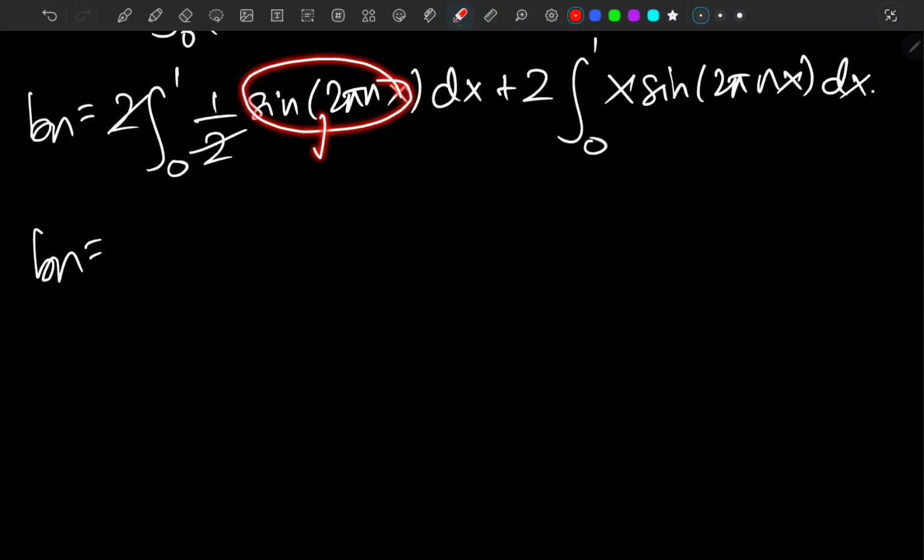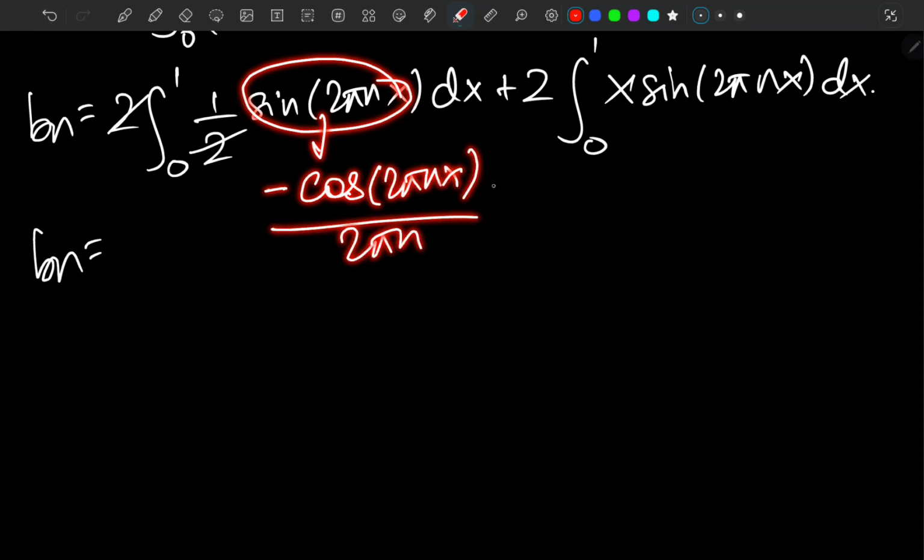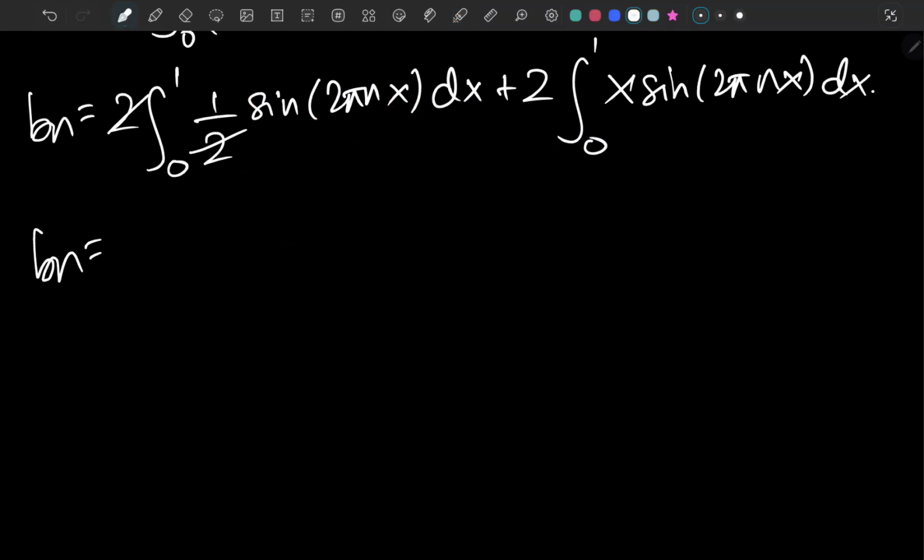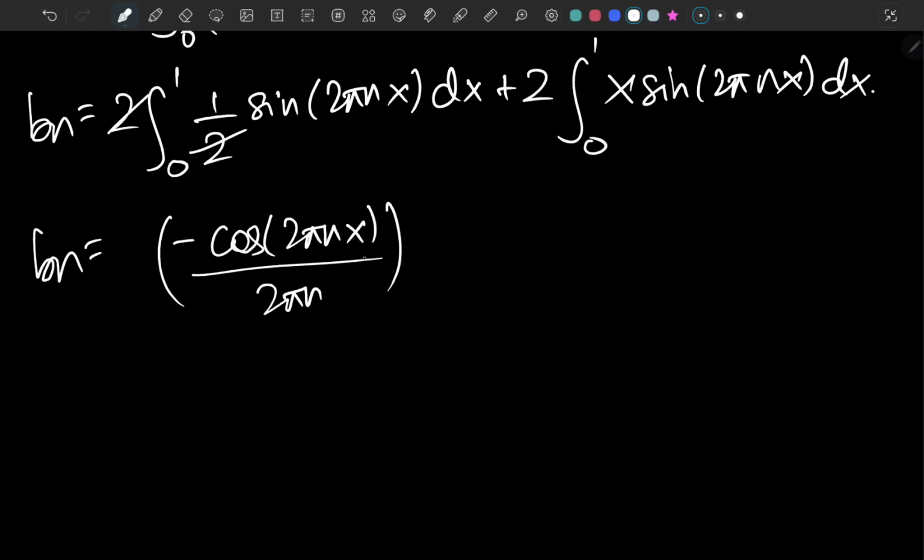It's just a simple integral. It's minus cosine of 2 pi nx over 2 pi n, from 0 to 1. So it's quite easy to evaluate. It's minus of cosine of 2 pi nx over 2 pi n, from 0 to 1.